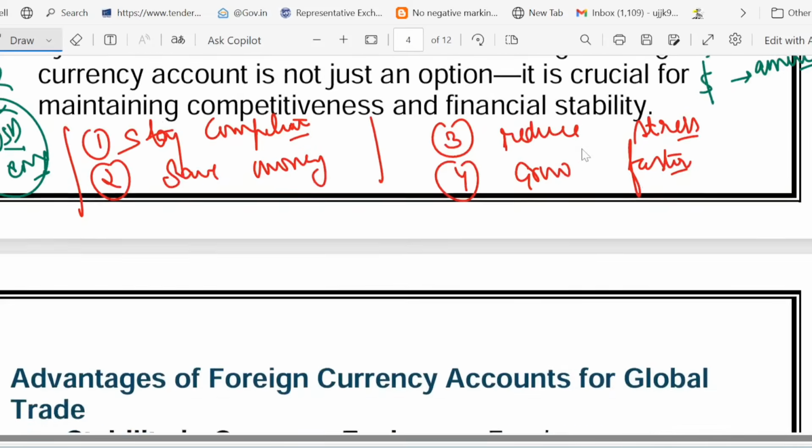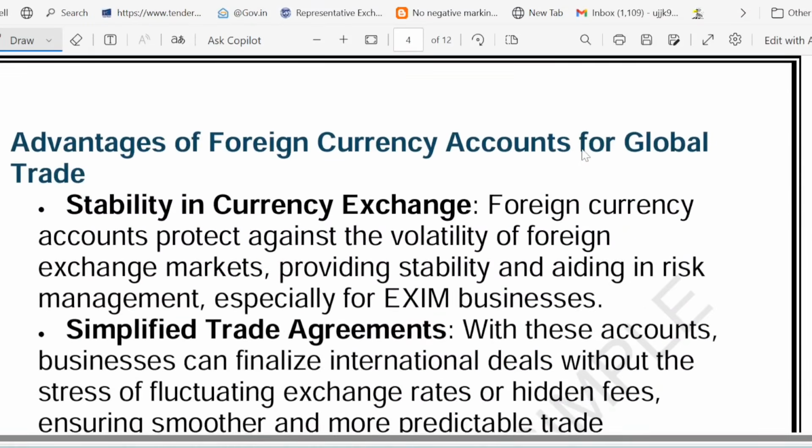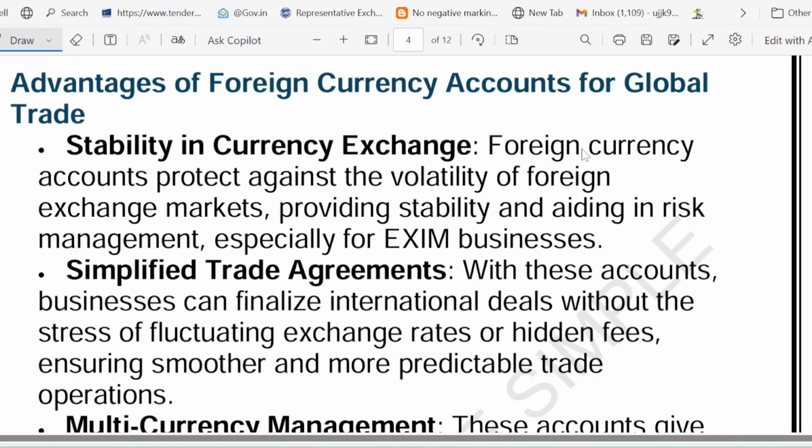Some more example advantages of this FCA for global trade: stability in currency exchange. So picture this: you are an international business superhero and your foreign currency account is your utility belt, protecting you from currency swings, cutting through red tape, and helping you manage money across borders like a pro. Let's break down these superpowers.